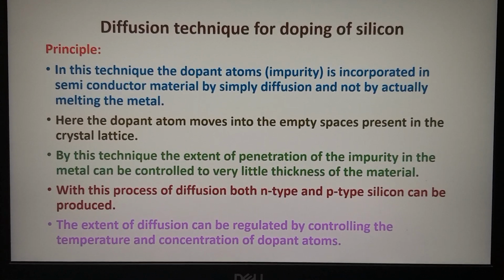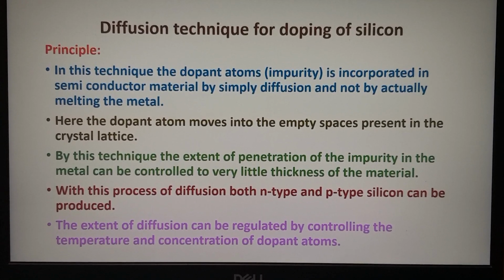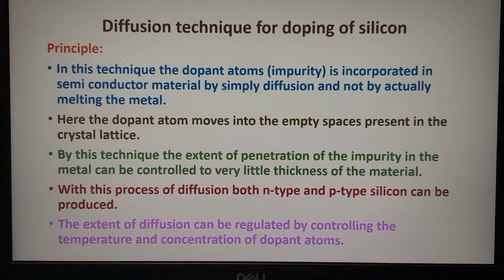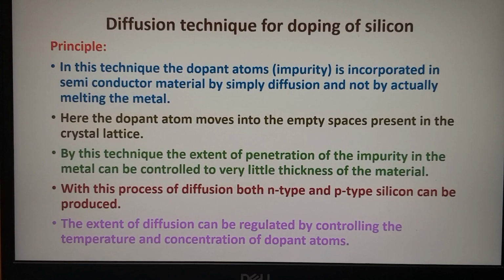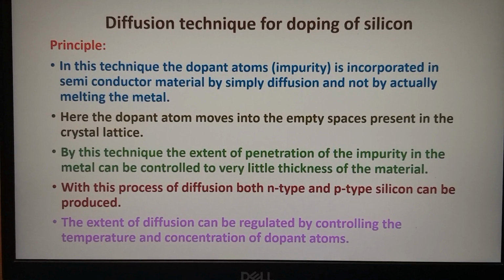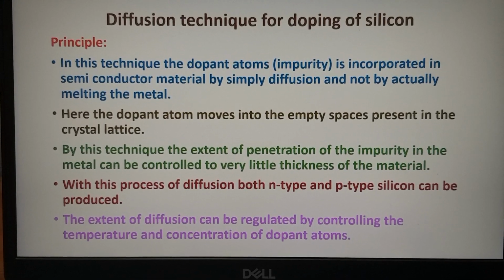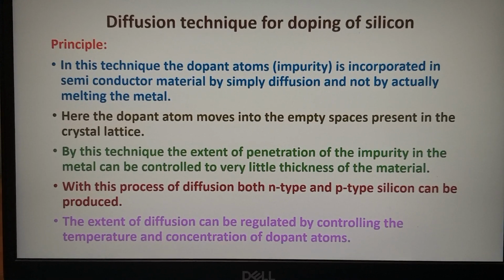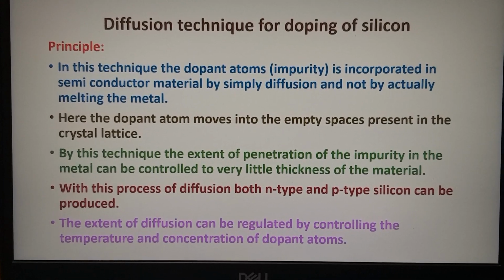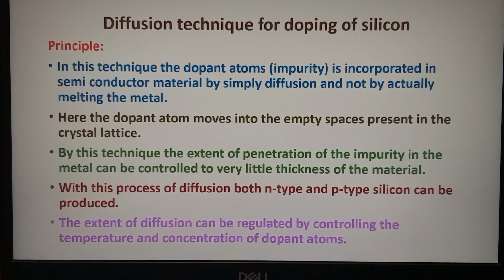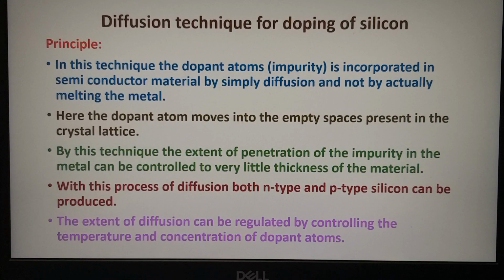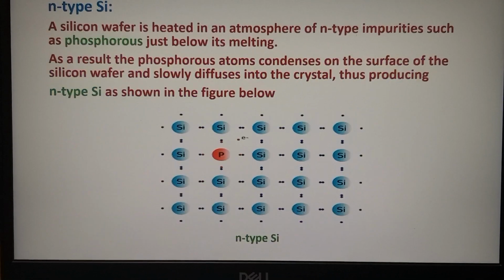By this technique, the extent of penetration of the impurity in the material can be controlled to a very little thickness. With this process of diffusion, we can produce both N-type as well as P-type silicon. The extent of diffusion can be regulated by controlling the temperature and concentration of dopant atoms.